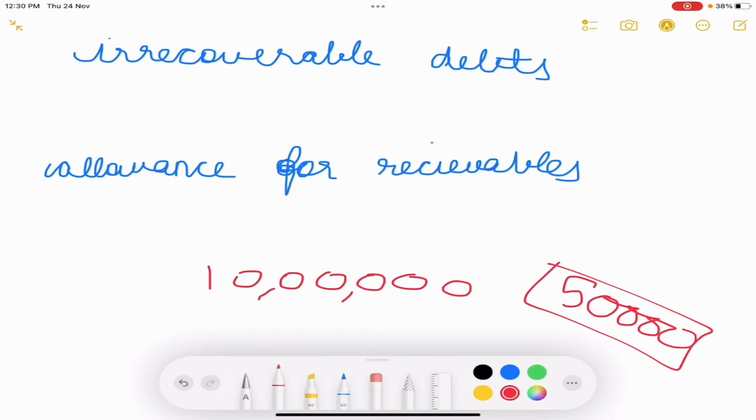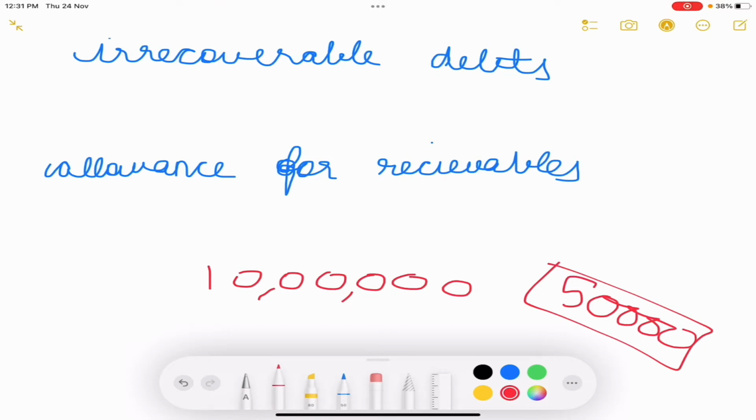The last to last year also I had 50,000. So because of my historical situations, I know that every year at least this much bad debt situation occurs. So in such a situation, what can I do? I can create a provision, right?